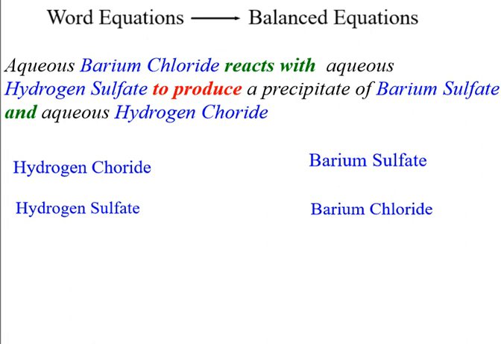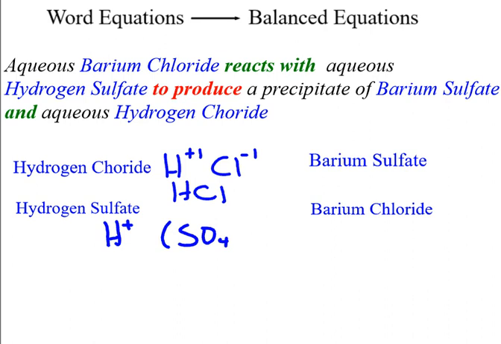Hydrogen chloride is made from hydrogen, which we know has a charge of +1, and chlorine, which we know has a charge of -1. When we do the crisscross, we get HCl. Hydrogen sulfate is made from hydrogen with a charge of +1, and the sulfate group, which has a charge of -2. Crisscrossing this gives H2SO4.